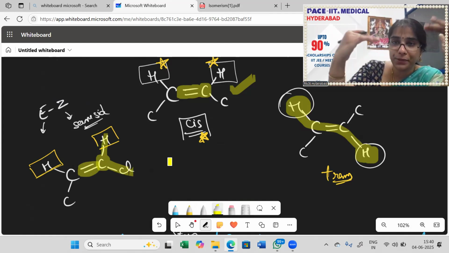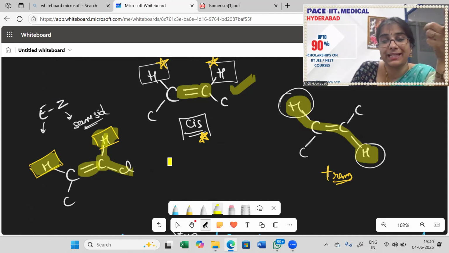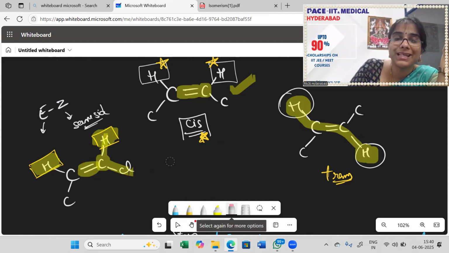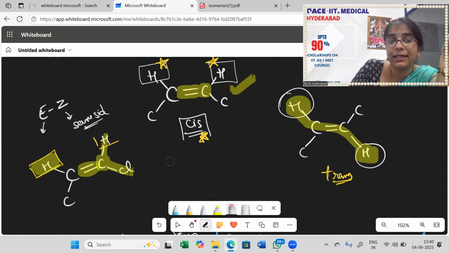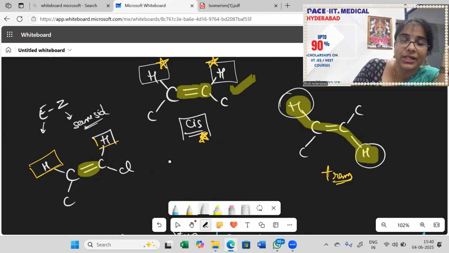Two same groups on one side of the double bond, like hydrogen and hydrogen. I am writing this box as hydrogen here, and here also a box of hydrogen on the same side. It is the cis isomer. Now, when do I say whether it is my E isomer or Z isomer? So what do I do? You can check it this way.